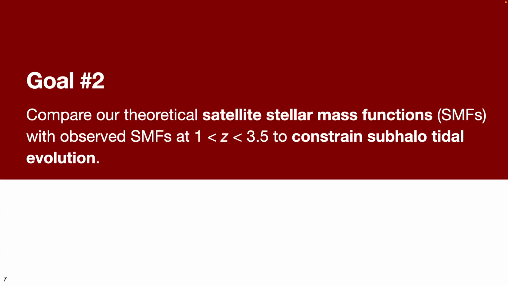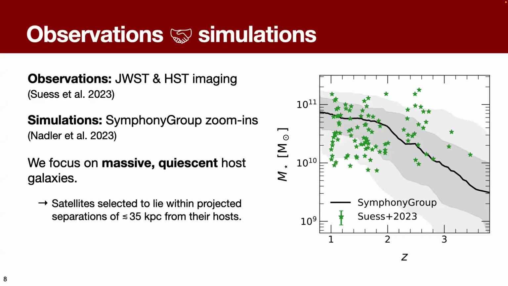So this brings me to the second part of this work, which is to assess the consistency between our simulated satellite populations and what we observe in the JWST data in this 1 to 3.5 redshift range, and then to use the model framework that we've developed to hopefully place some constraints on subhalo tidal evolution. And before I get into the main results of that, I just want to briefly talk about the specs of the data that we use.